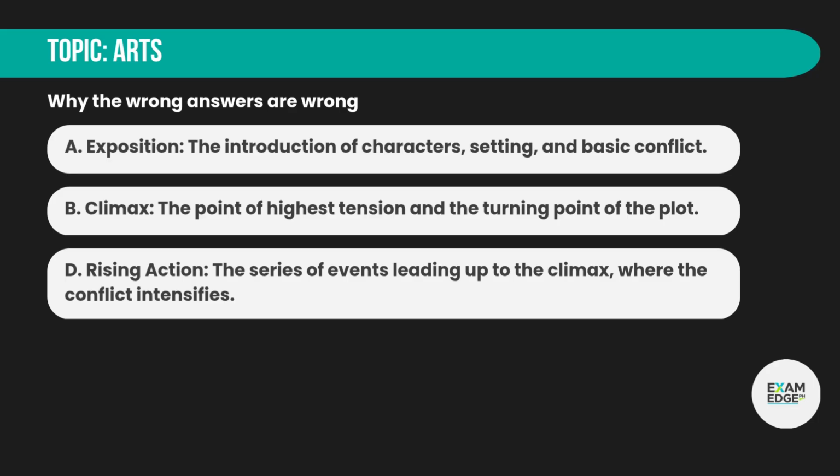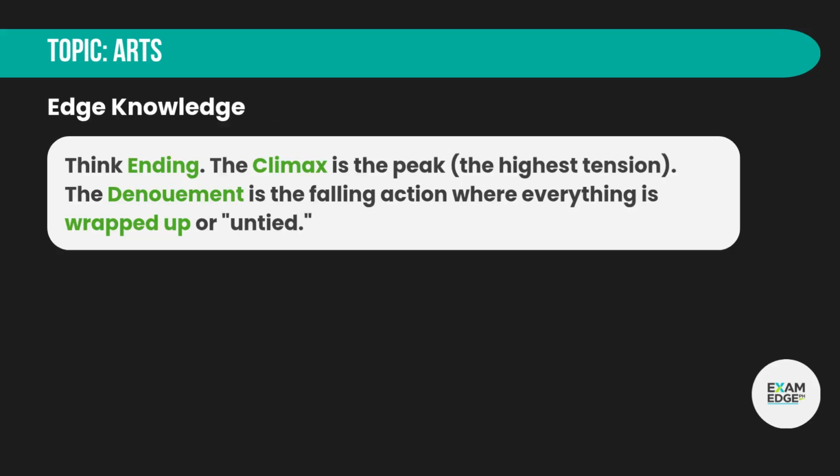A. Exposition. The introduction of characters, setting, and basic conflict. B. Climax. The point of highest tension and the turning point of the plot. D. Rising action. The series of events leading up to the climax, where the conflict intensifies. Edge knowledge. Think ending. The climax is the peak, the highest tension. The denouement is the falling action where everything is wrapped up or untied.